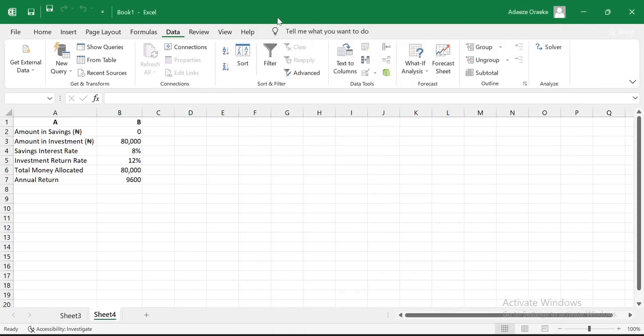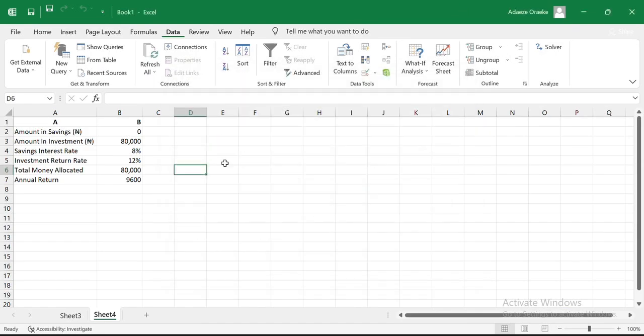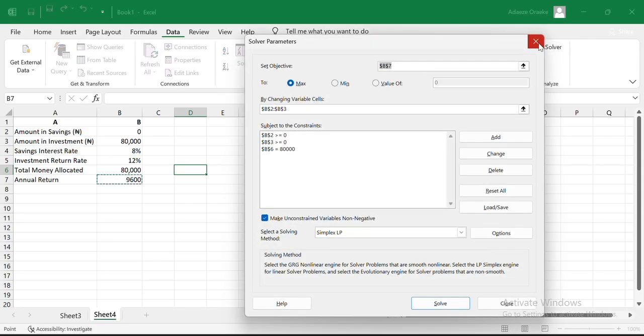This is it. Since the investment return rate is higher, Excel chose that we should put all our money into investment instead of saving it, because that is the best route. If you go through this route, our annual return will be 9,600 naira. That's how much we get if we put all our money in investment.